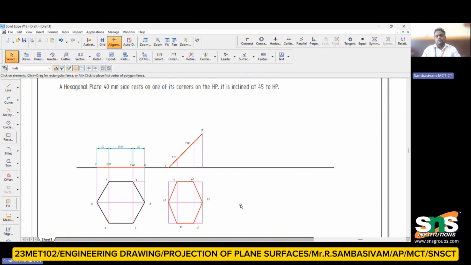So the final projected view will be like this. This is how the projection has to be carried out. So I hope everybody has understood how the projection of a plane surface has been carried out with this software.